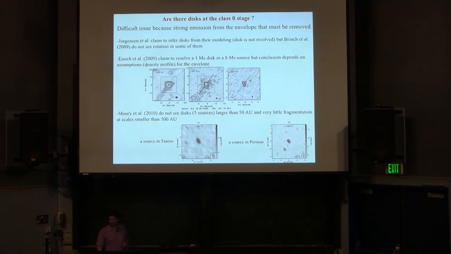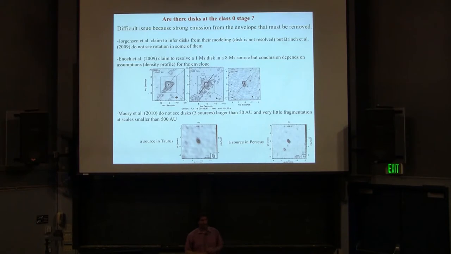Nothing as clear as for, say, the class 2 disks, the T Tauri disks, where there are several of them, which are relatively well studied and relatively well understood to some extent. The difficulty is that when you try to observe class 0 disks, they are deeply embedded into the envelope, and then there is a confusion between the emission of the envelope and the emission of the disk, and you have to disentangle the two. So some people try to fit, say, power laws, say, okay, my envelope is going to be R to the minus something, and then you subtract this emission, and what the residual is called a disk.